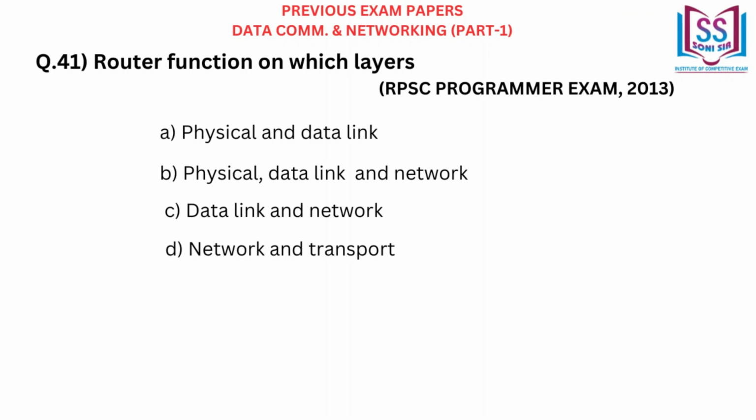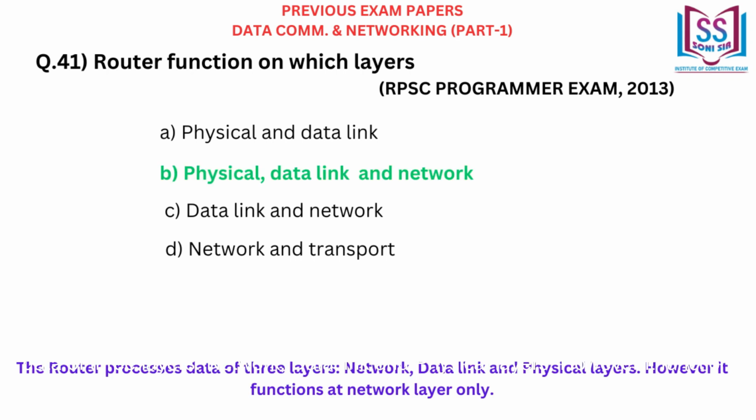Router function on which layers? A. Physical and data link. B. Physical, data link and network. C. Data link and network. D. Network and transport. Correct answer B. Physical, data link and network. The router processes data of 3 layers: network, data link and physical layers. However, it functions at network layer only.